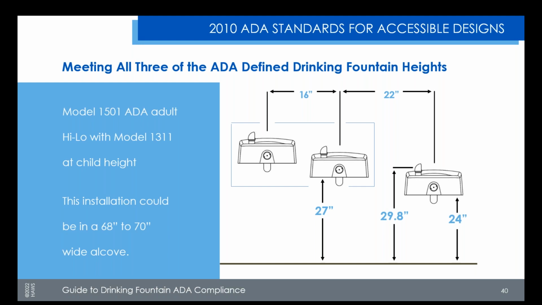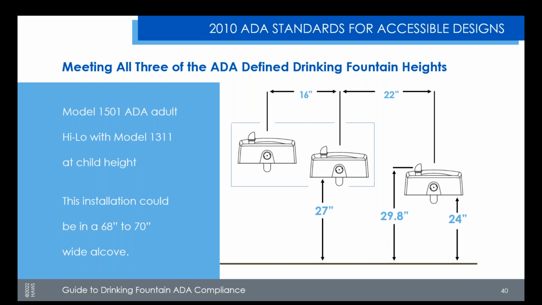We have our child height fountain installed at the proper height. It's at 30 inches maximum for that bubbler head from the floor. We have 27 inches for our knee clearance under our wheelchair accessible unit, that low side unit in the high-low there in the center. And then we have 22 inches from that wheelchair accessible unit to our child height unit. That's center line to center line.